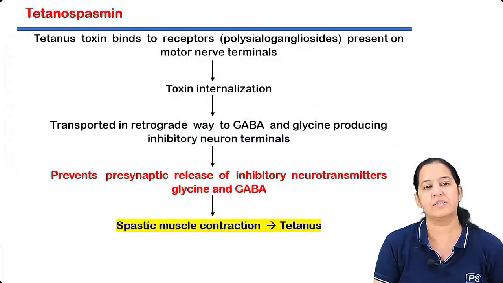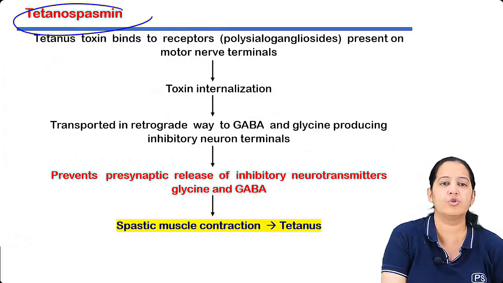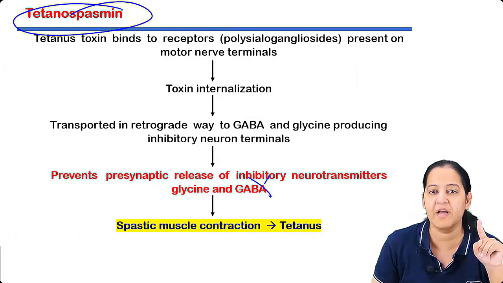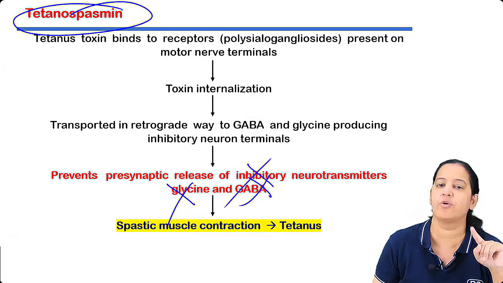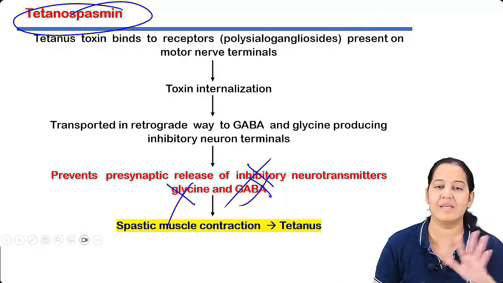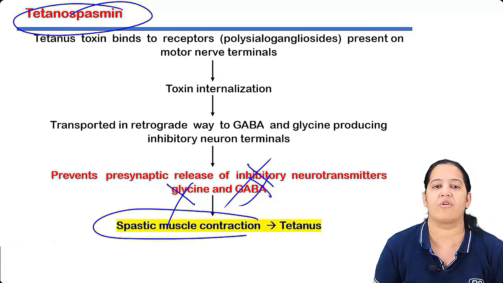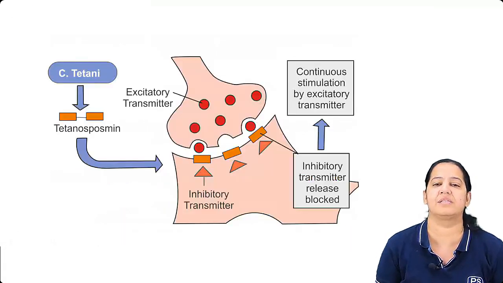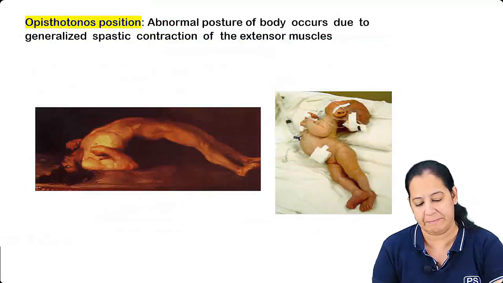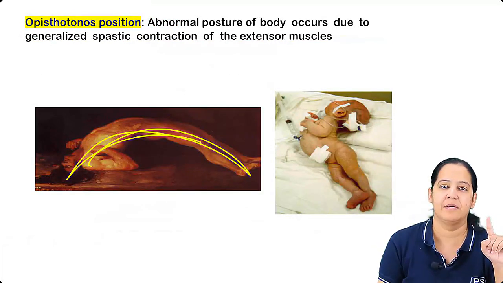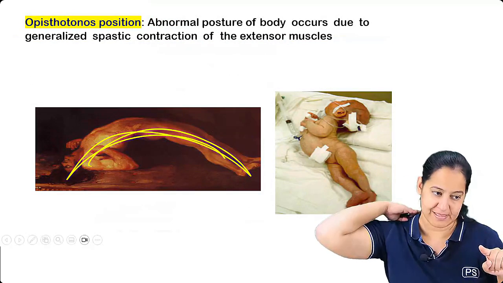So this is tetanospasmin. Can you see what it does? It inhibits GABA and glycine. It inhibits the inhibitory neuron. No inhibitory neuron, no GABA, no glycine, no relaxation, only contraction. Spastic paralysis, and the name of the disease is tetany. The complete body goes in spasm, especially the back muscle. The body cannot relax.